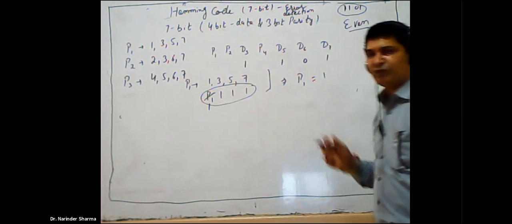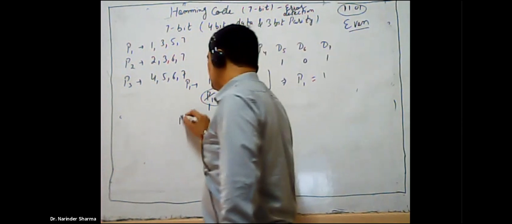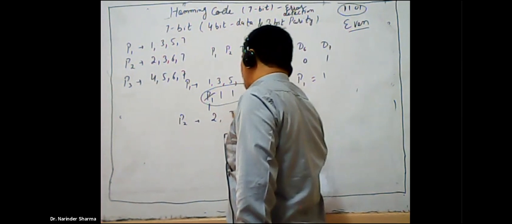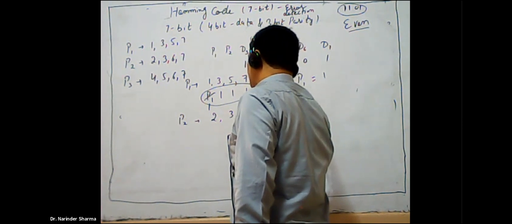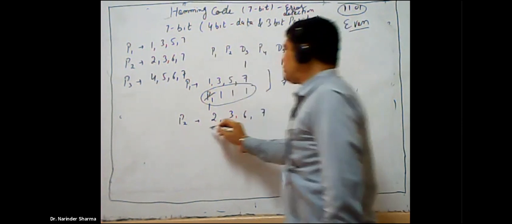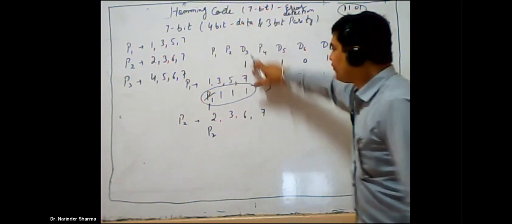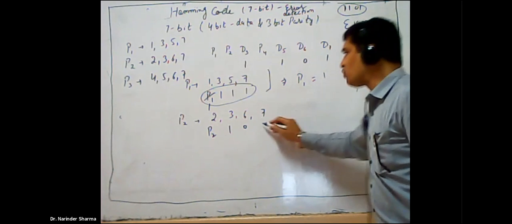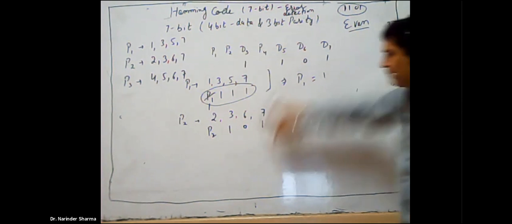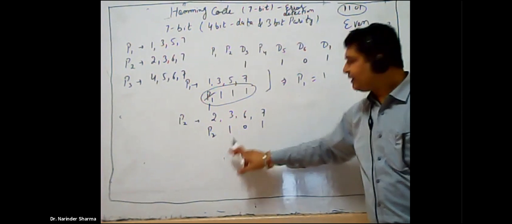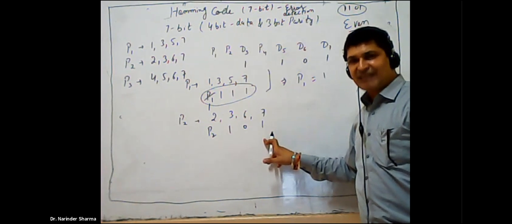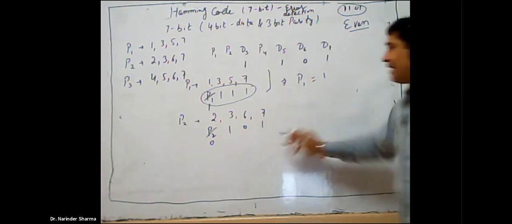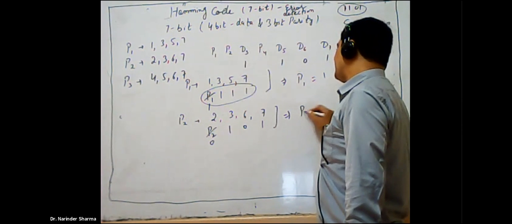See for P2, it will be more clear to you. P2, this is 2367. 2 means P2. D3 is 1. D6 is 0. D7 is 1. We have to fill up these values. Here you are getting 2 ones. It means even. So P2 should be 0. Then you will get the even parity. So here P2 is equal to 0.